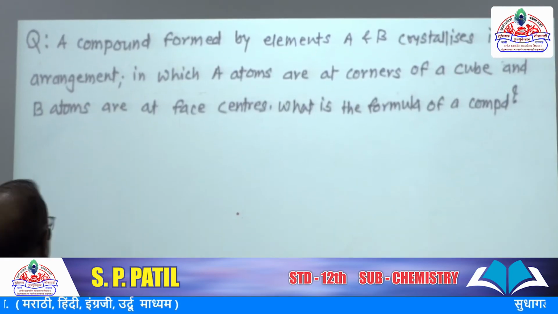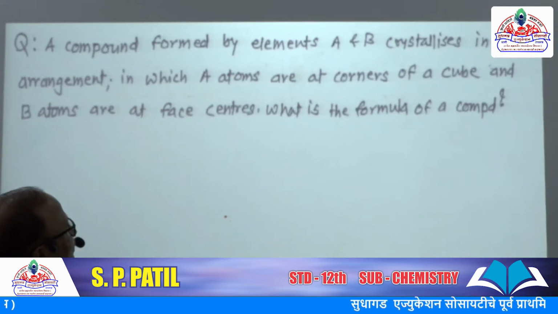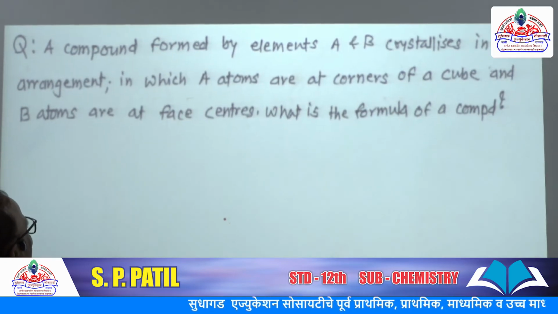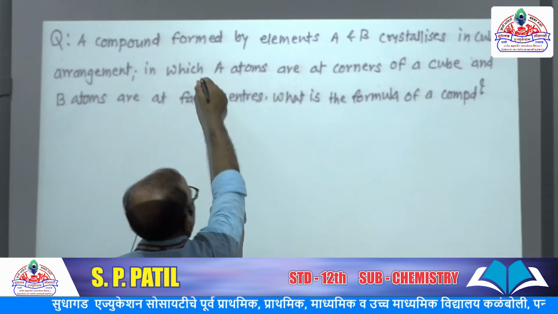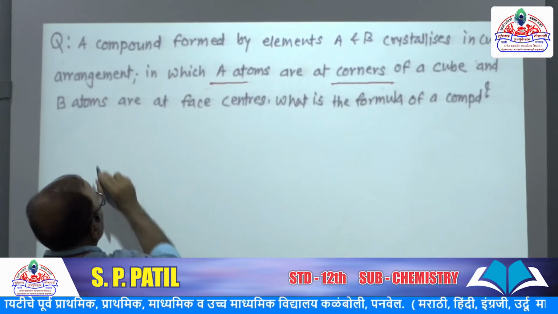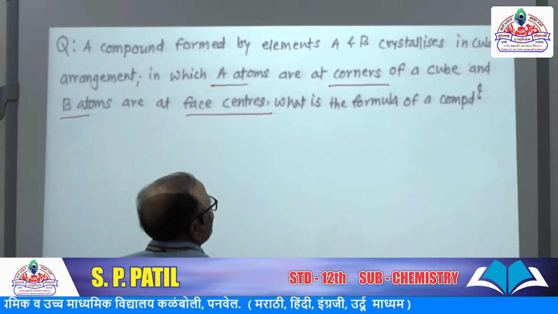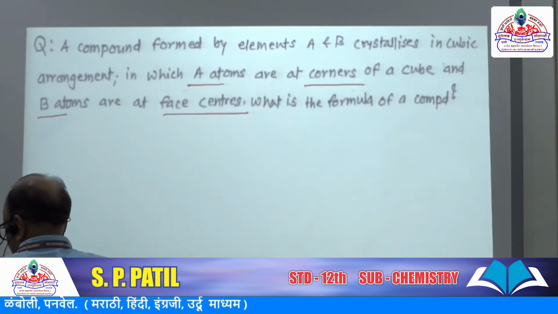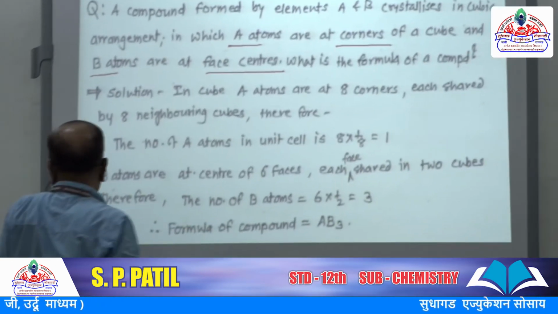Now here is one numerical. A compound formed by elements A and B crystallizes in a cubic arrangement in which A atoms are present at the corners of the cube and B atoms are present at the face centers. What is the formula of the compound? Now here, see the solution.